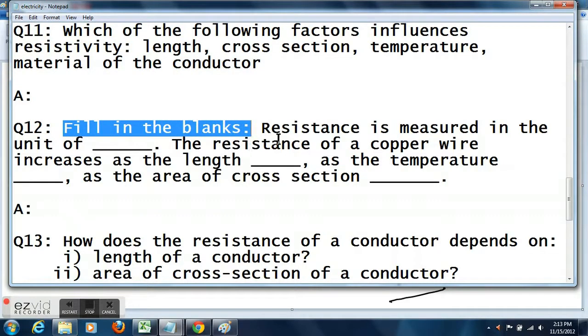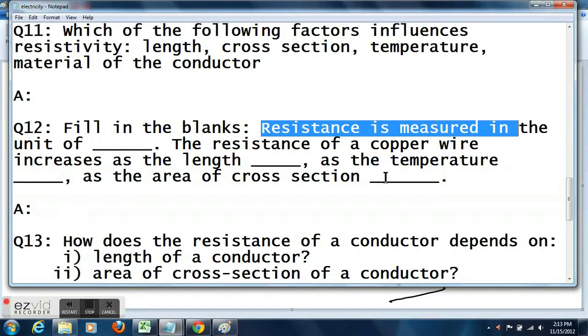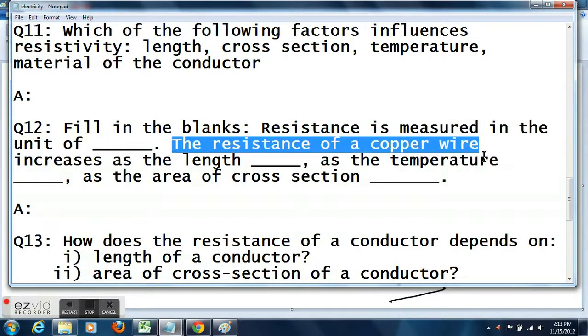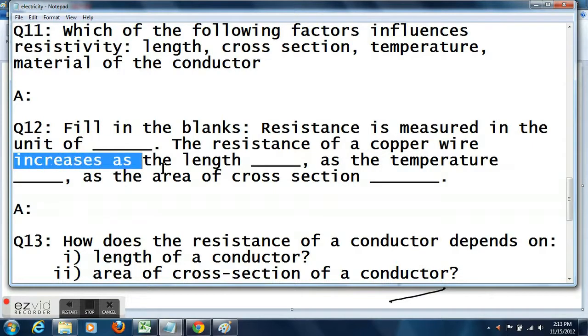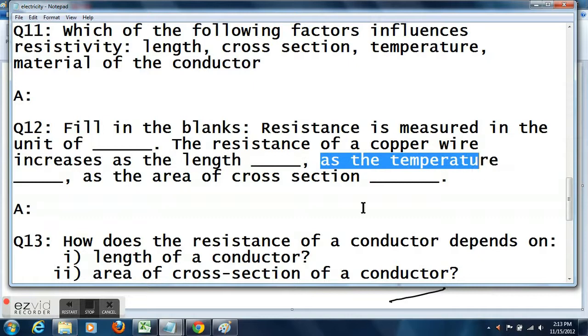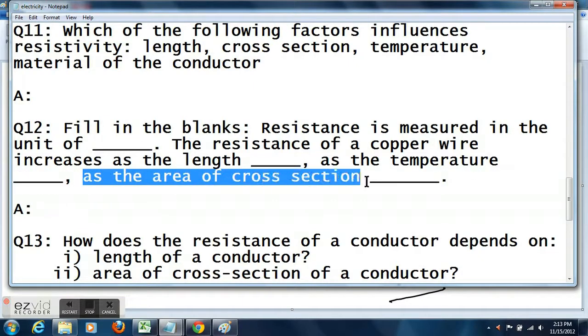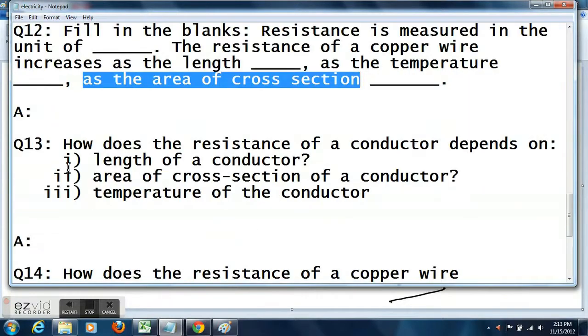Number 12. Fill in the blanks. Resistance is measured in the unit of, blank. The resistance of copper wire increases as the length, blank. As the temperature, blank. As the area of cross section, another blank. So you have to fill in the blanks.